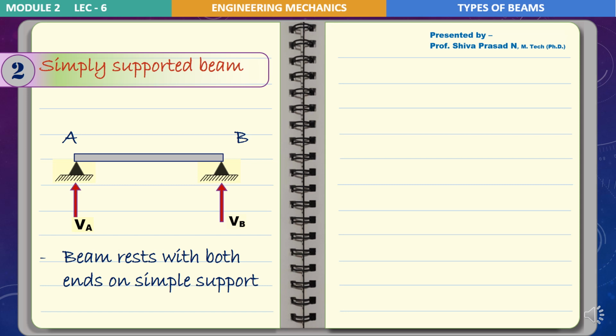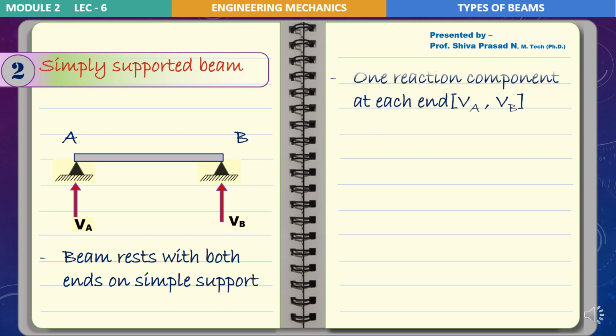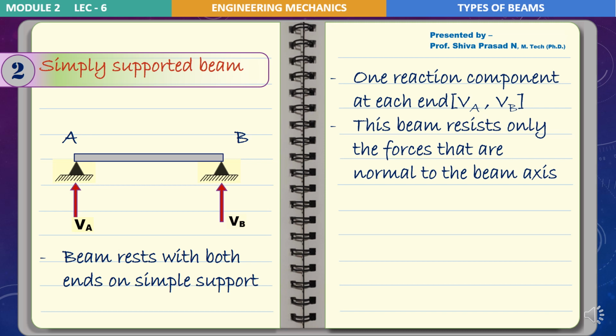Now let's continue to add a few points on the simply supported beam. This type of beam has one reaction component at each end. That's what we have seen. End A has one reaction component, and end B has another reaction component. The reason is they are simple supports. Next, this beam resists only the forces that are normal to the beam axis. Let me explain this sentence. What do you mean by this? This type of beam, the simply supported beam, rests on two simple supports which can resist only vertical loads.